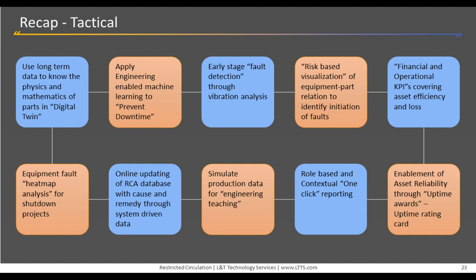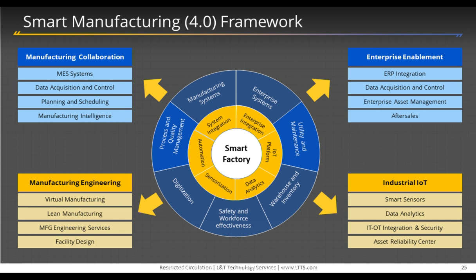So I would now look at the various aspects of L&T Technology Services in this. L&T Technology Services, of course, we have a larger framework, and as you can see, we have a smart manufacturing framework where Asset Reliability Center is one part of the overall solution. However, we can definitely look at complete manufacturing engineering, manufacturing collaboration, as well as the enterprise enablement. So we have the services offerings and solution accelerators, driving most of these offerings towards a smart factory.